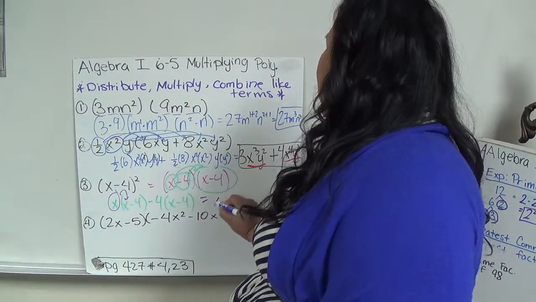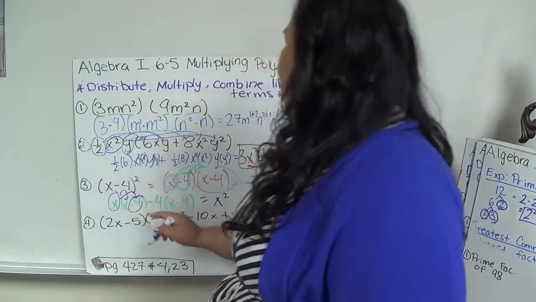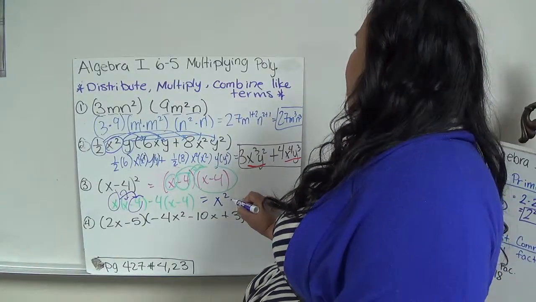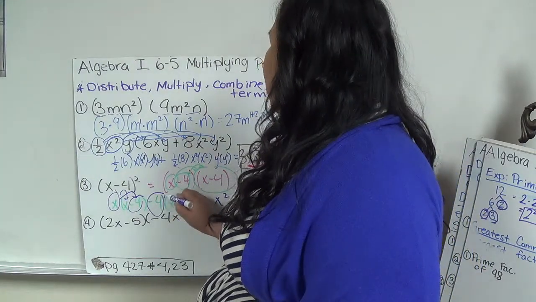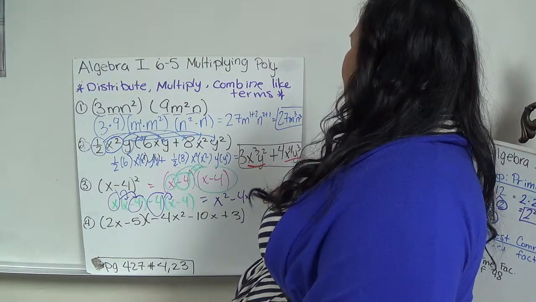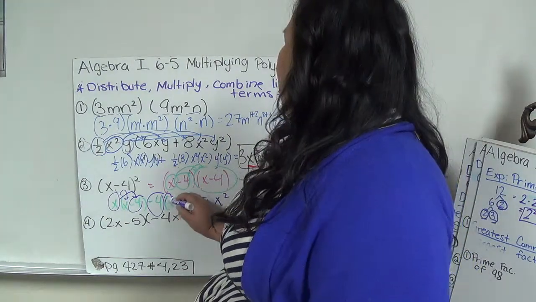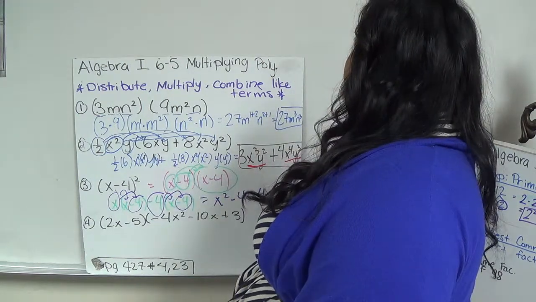X times x is x squared, and x times negative 4, don't forget it's negative, is negative 4x. Then I do negative 4 times x, which gives me negative 4x, and then negative 4 times negative 4, right? That gives me a positive 16.